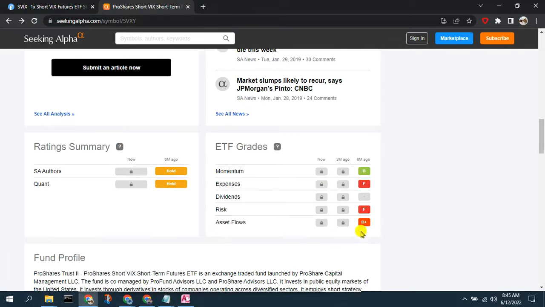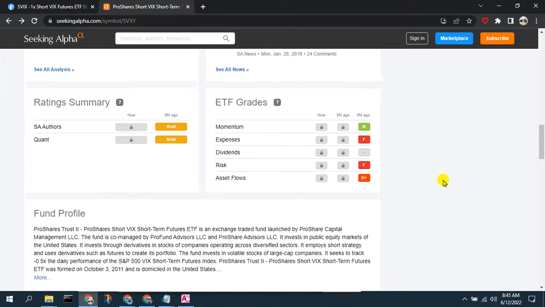This is interesting. On Seeking Alpha, they've got some grades on this ETF. We've got some ratings, hold, but the momentum rating here is a B, but we can see it's got F's in expenses and risk and a D plus in asset flows. So it's expensive and risky, but it has good momentum.